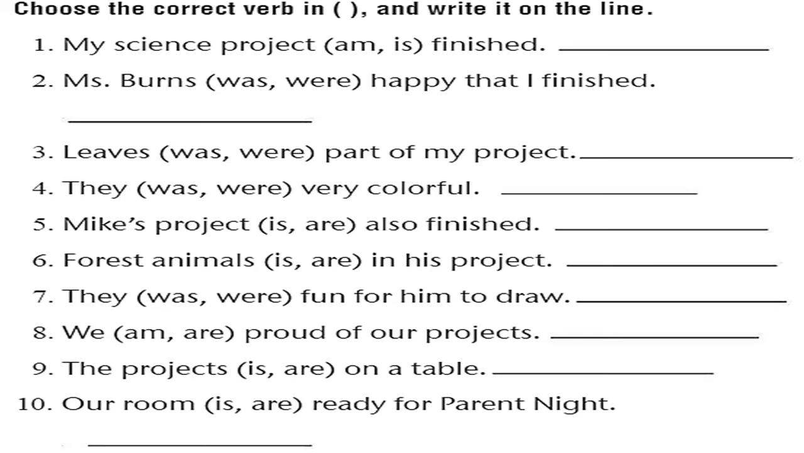My science project am or is finished. All right, my science project. My science project is the subject. And because this is an object, I can think about it as it, right? Science project is an it. So, it am finished or it is finished? My science project is finished. So here I'm going to choose is as the correct helping verb that helps the main verb, finished.